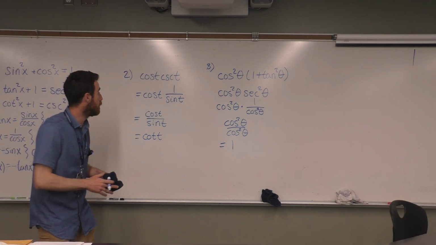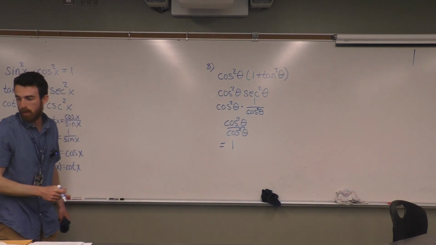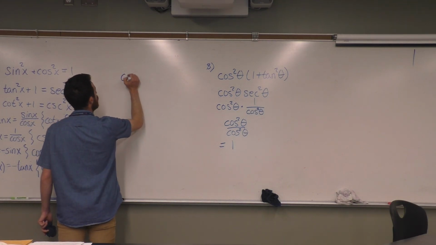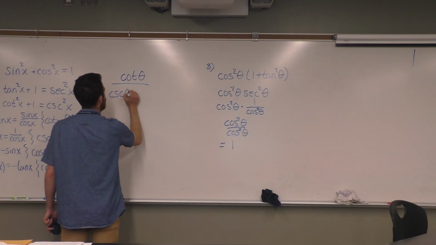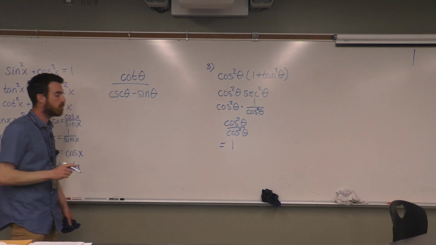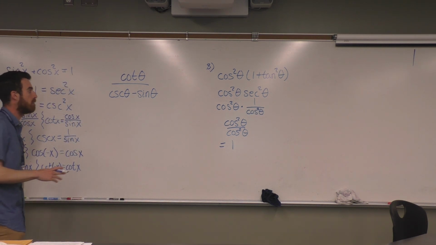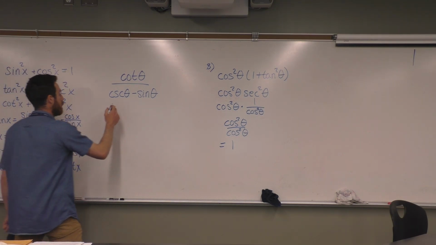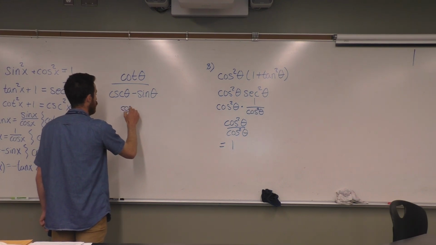I think I got to do 10. Cotangent of theta over cosecant of theta minus sine of theta. Don't see any squares. Don't think that I should multiply this by some kind of a conjugate with the opposite sign. Immediately, a helpful thing to do would be to convert everything into sines and cosines.